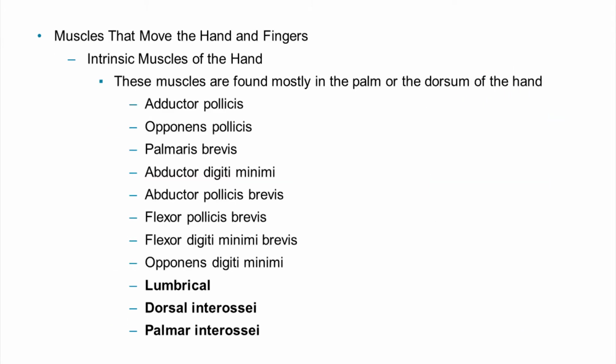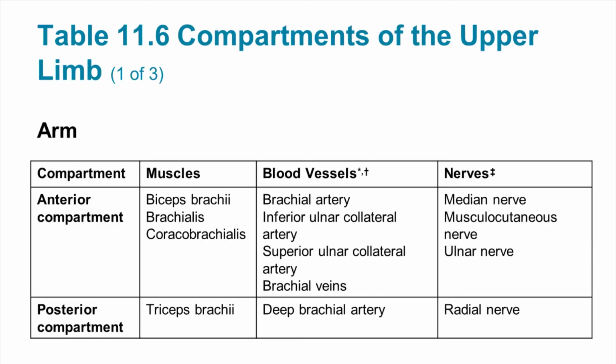The muscles that move the hands and fingers also include intrinsic muscles of the hand. These muscles are found mostly in the palm or dorsum of the hand. These include the adductor pollicis, the opponens pollicis, the palmaris brevis, the adductor digiti minimi, the abductor pollicis brevis, the flexor pollicis brevis, the flexor digiti minimi brevis, and the opponens digiti minimi, along with the lumbricals, the dorsal interossei, and palmar interossei. There are also compartments and sectional anatomy of the arm and forearm.